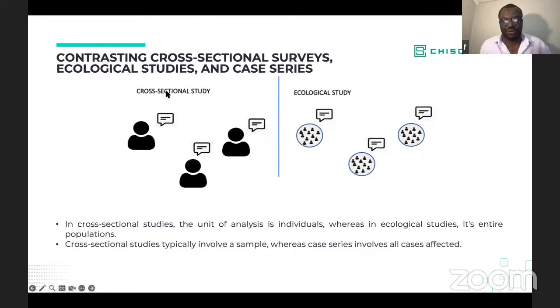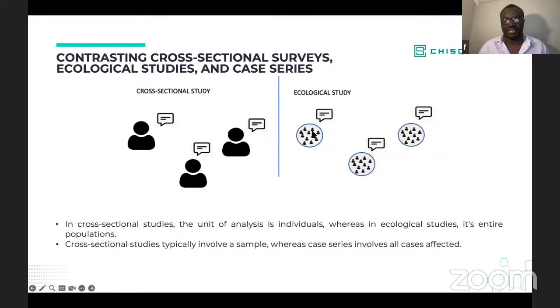This is the contrast between cross-sectional and longitudinal and ecological studies. Both are observational, both are descriptive, right? The difference between them is that in the case of cross-sectional, individuals are the ones providing answers to the questionnaires or providing the data.